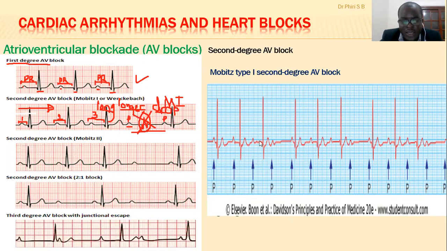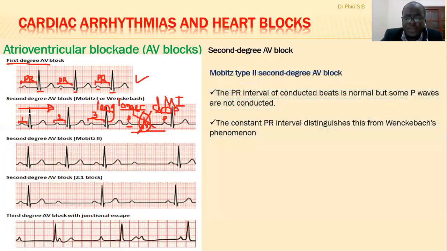So you can see in this diagram that you have progressive elongation of PR interval. Then later on, you have a drop in QRS complex. Even here, you can see it go back to normal, then you have a progressive elongation of PR interval. Then you have a part whereby you have a dropped heartbeat, a P wave without QRS complex. So this is Mobitz type 1, second degree AV block, which is called Wenckebach. To proceed, let's look at Mobitz type 2, second degree AV block.